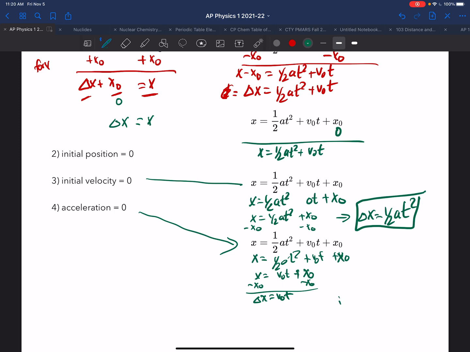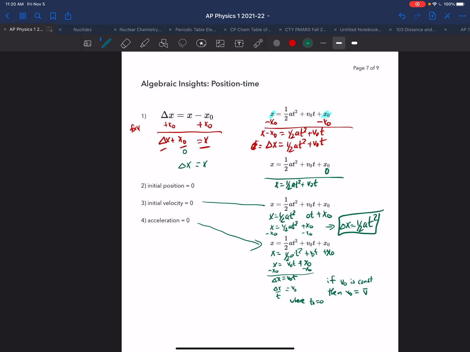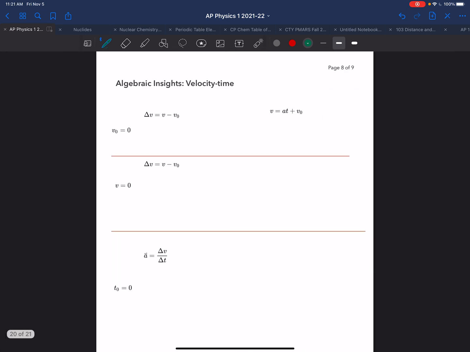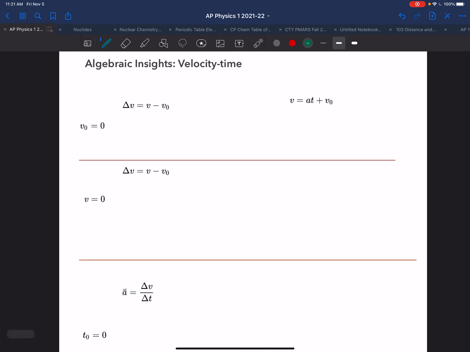And of course, if v0 is constant, then v0 equals v bar, and v0 then is delta x over t, where t0 equals 0. So they're just some algebraic insights connecting some of the things we've talked about in the last few installments. Now let's take a look at some algebraic insights for velocity time.